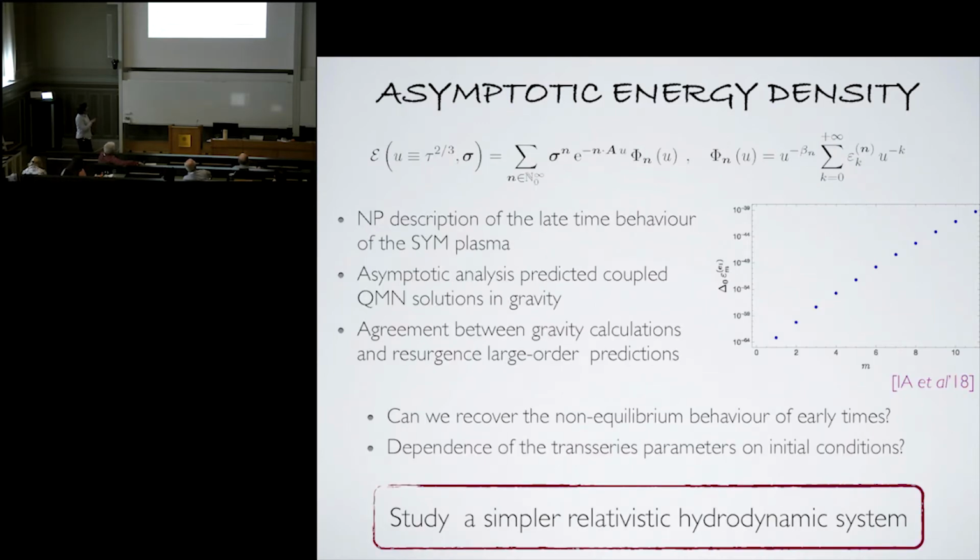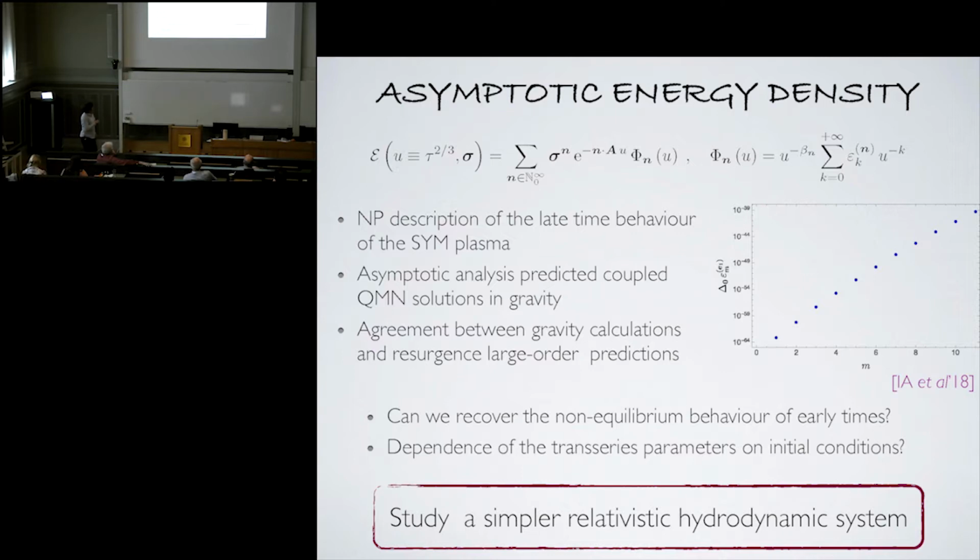So what do we get? We got a non-perturbative description of the late time behavior of the super-Yang-Mills plasma. The asymptotic analysis predicted this coupling of quasi-normal modes, meaning we did a gravity calculation where we calculated all these sectors. But we also have these large order relations that predict the non-perturbative, non-hydrodynamic behavior from the perturbative expansion, and you can compare the two results. This is just a graph of the errors of the comparison, and you can see that they're very small, 10 to the minus 54.